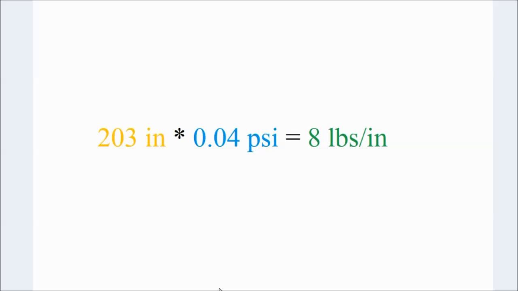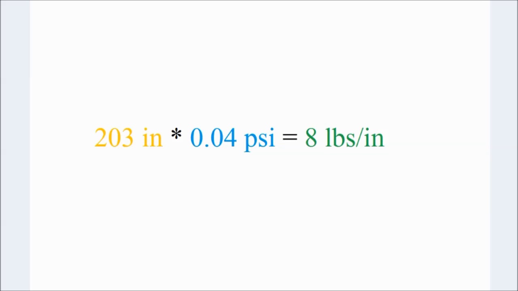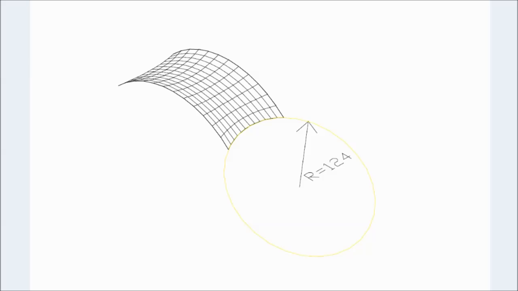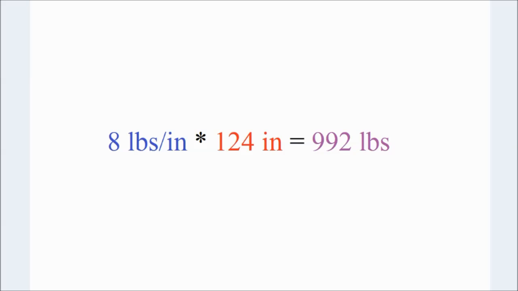If we're using cable edges, we also need a way to determine the necessary cable tension. There's another equation to estimate cable tension. We get it simply by multiplying the skin stress by the catenary radius. As you can see in the next diagram, the catenary radius is the radius of the circle we get by extending the cable edge of the barrel into a full circle. The catenary radius will be reported by MPanel and can be obtained by using the info tool on the 3D poly representing the cable edge in question. Thus, if we had a skin stress of 8 pounds per inch and a catenary radius of 124 inches, we would need a cable tension of 992 pounds.